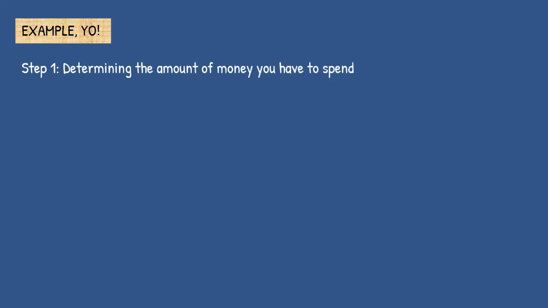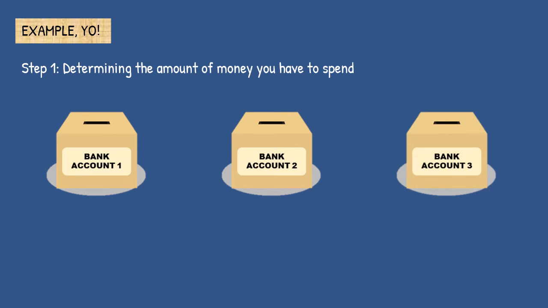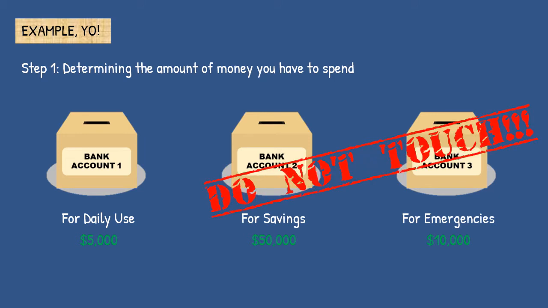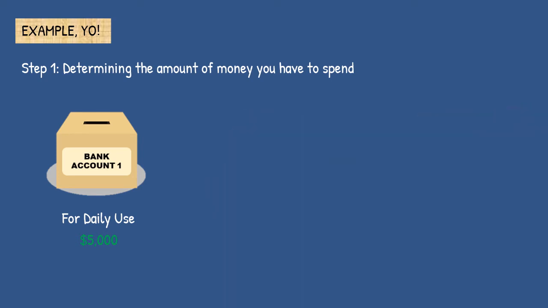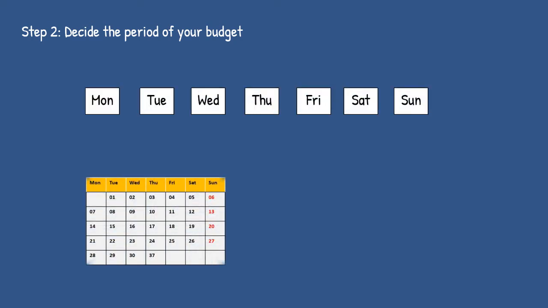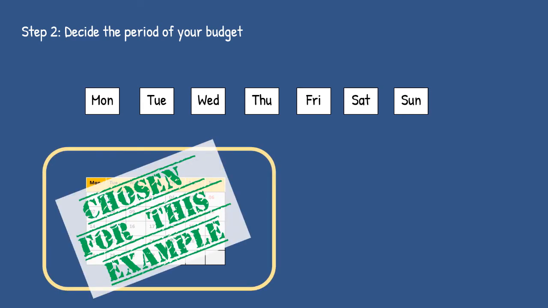Let's start with the amount of money that you have to spend. Let's say that you have 3 bank accounts, one for daily use, one for savings, and one for emergencies. You don't really want to touch 2 of those accounts, so you remove them from consideration, leaving only the bank account you have for daily use. The next step is to decide the period of your budget. Is it a weekly budget or is it a monthly budget? For this example, we'll make it a monthly budget.